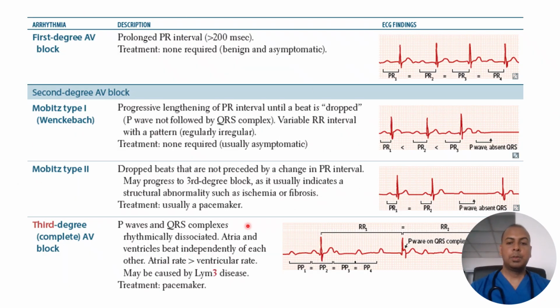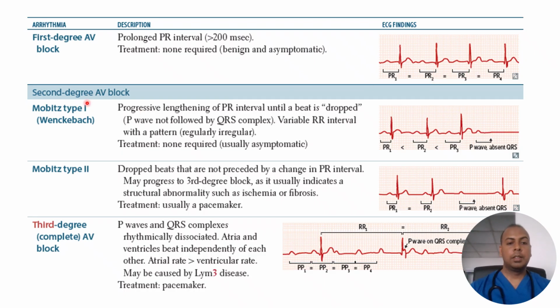And this slide was taken from the First Aid book just to review the different types of conduction blocks that you would need to know about. So let's look at the first degree AV block. With first degree AV block, the characteristic is mainly a prolonged PR interval of greater than 200 milliseconds, as you could see here on the EKG.